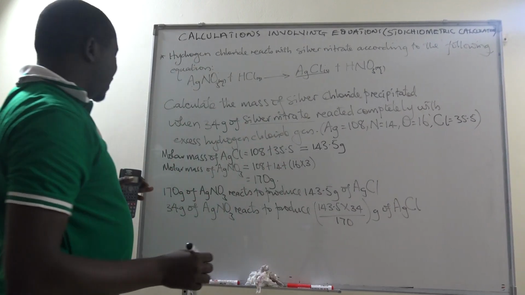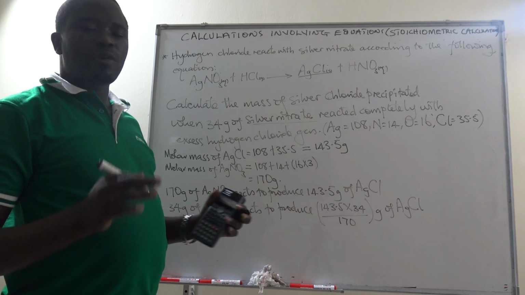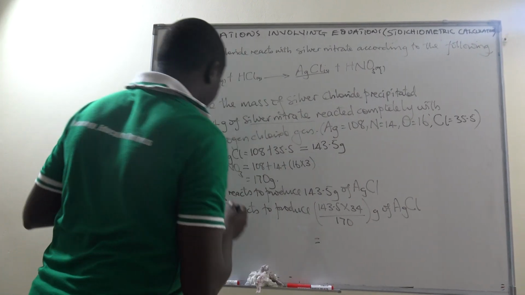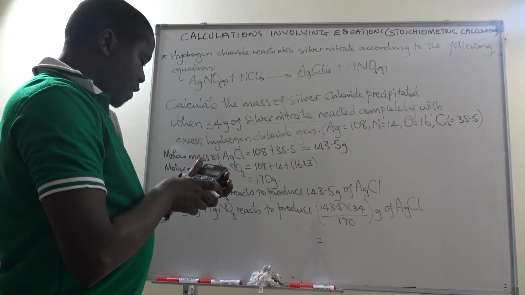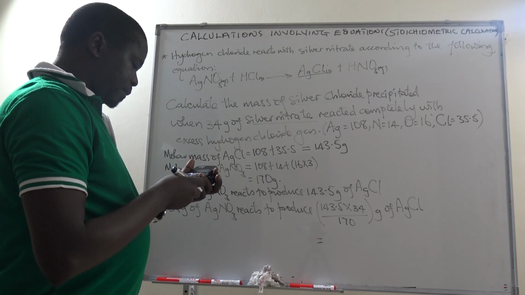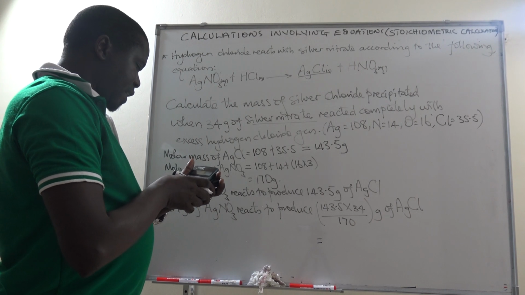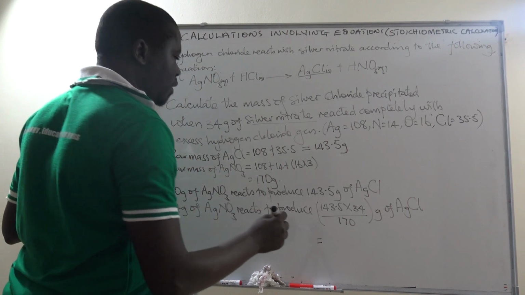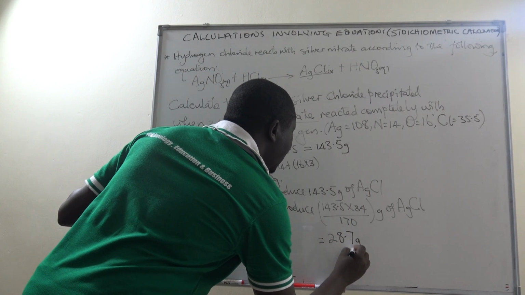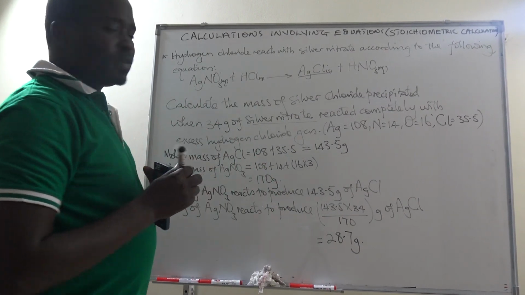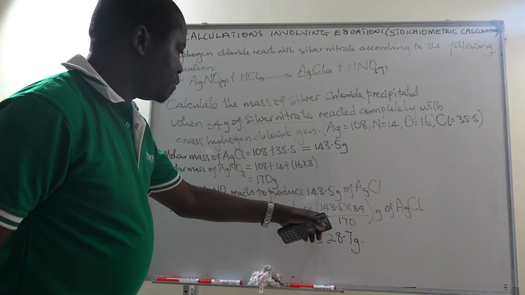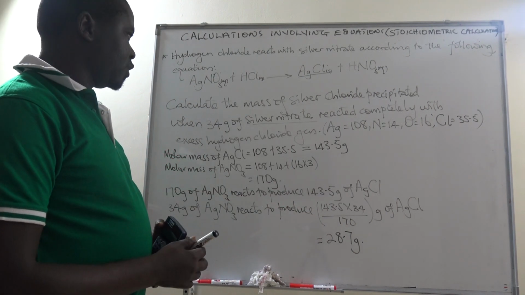So this one here, you can see that these are complete sentences. That's what we call first principle. That can teach someone when someone is going through it. So let us now multiply 143.5 times 34, and then we divide by 170. So the answer is 28.7 grams, and that's the mass of silver chloride that is precipitated as a result of the reaction.